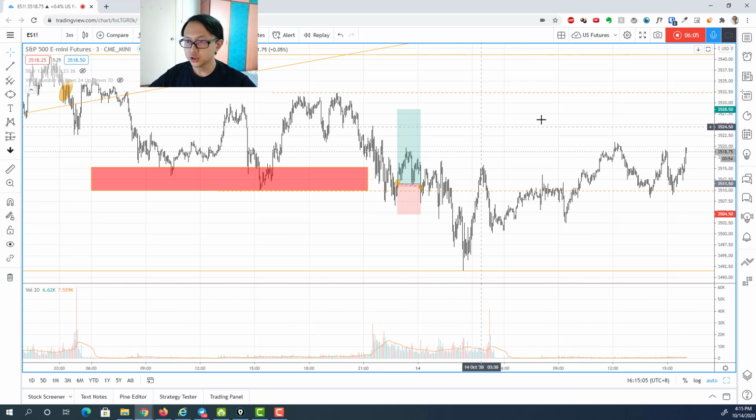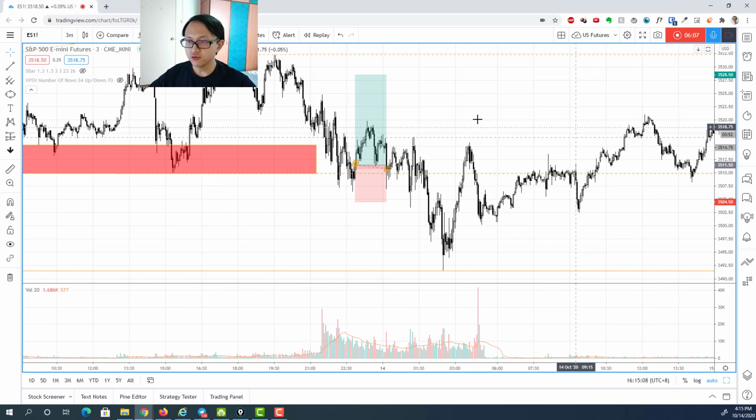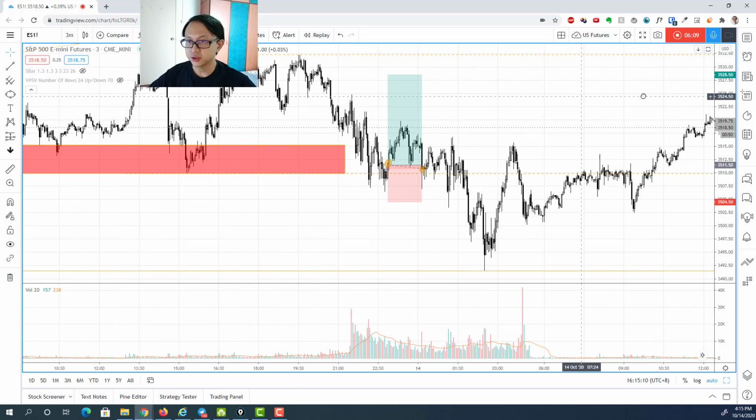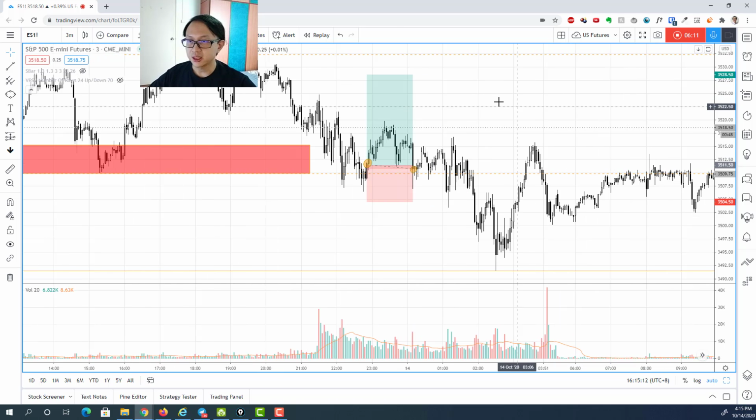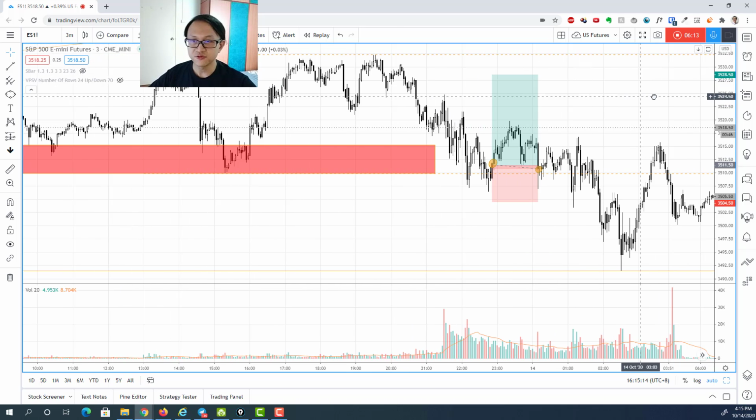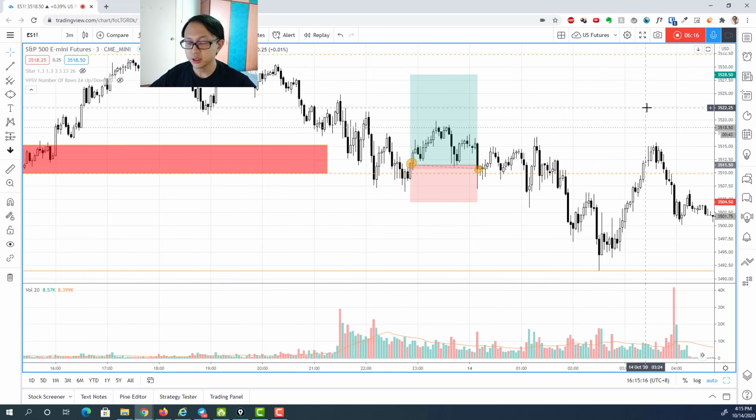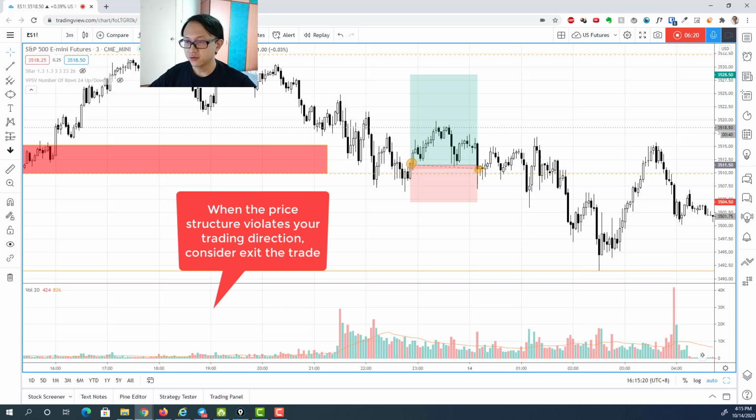So in short, if we find that the price structure actually violates and no longer favors your desired direction, then this is where we need to exit our trade. For example, if you're betting on the long side, you buy the contract, then you just expect the S&P 500 will just rise.